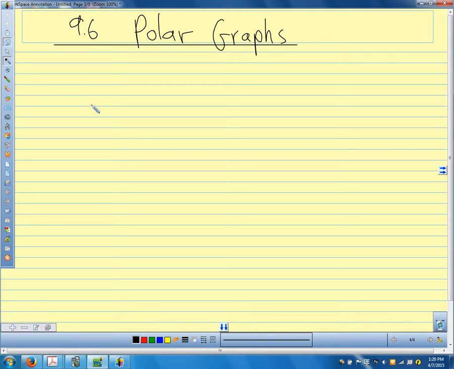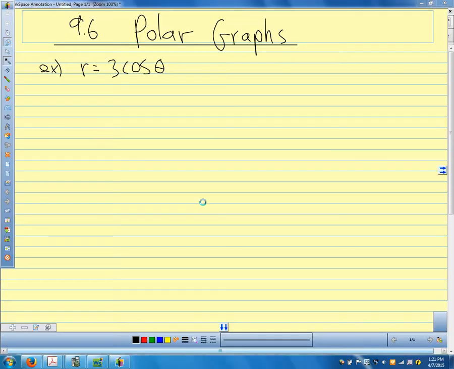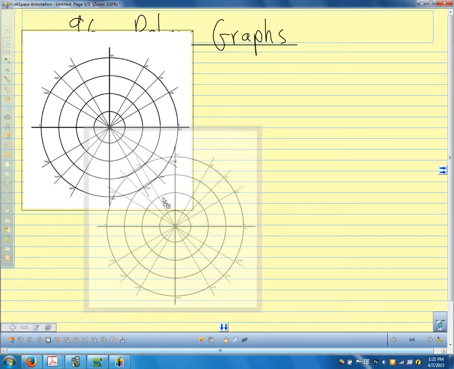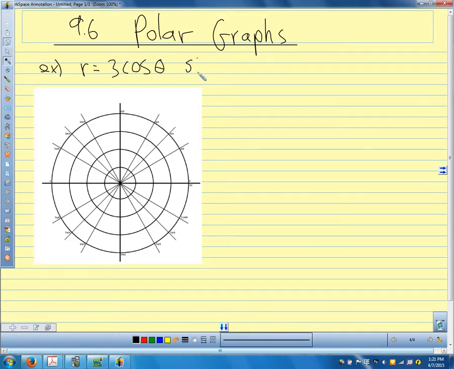All right, so the first thing that I want to do is an example of how we would sketch a graph of a polar equation by hand. So let's say the problem asks us to sketch r equals 3 cosine theta. So I'm going to grab a piece of my graph paper here, and we will make a graph.